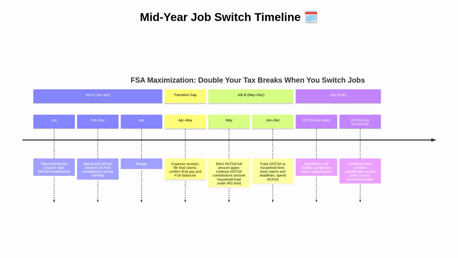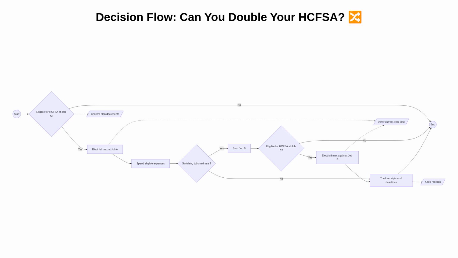Next, let's reinforce this with a decision flow. This decision flow shows the logic behind double elections for HCFSA. First, confirm eligibility and plan rules at Job A, and elect the full amount if appropriate. Use eligible expenses and keep documentation. If you are switching jobs mid-year and the new employer offers an HCFSA, you may elect the full maximum again because limits are per employer plan.